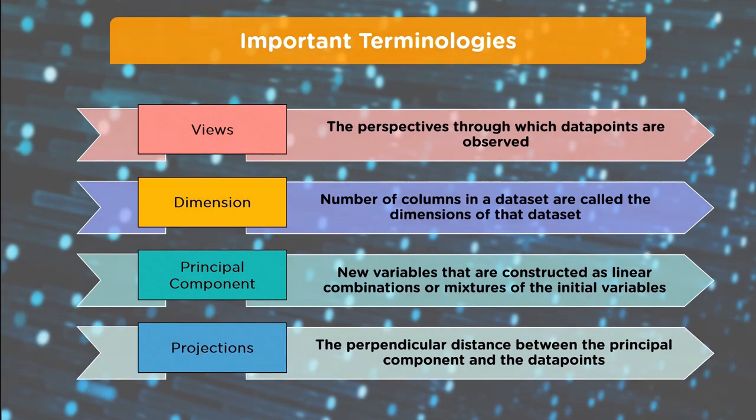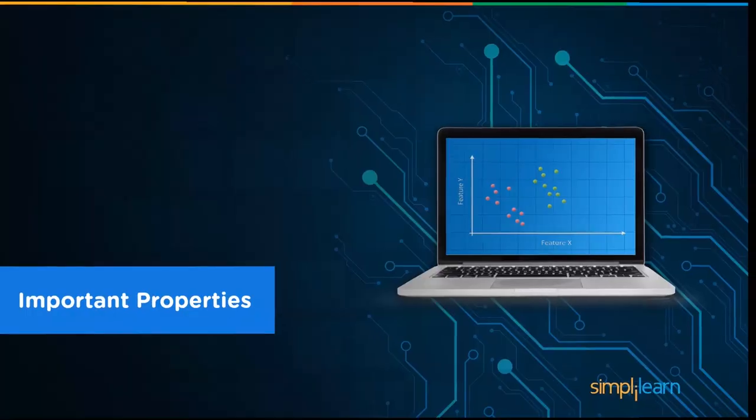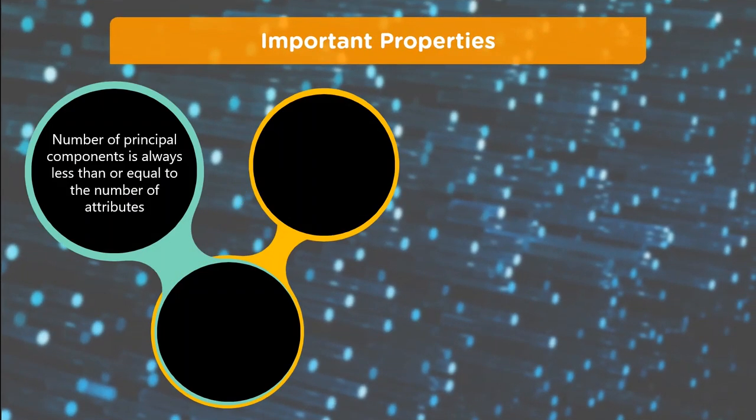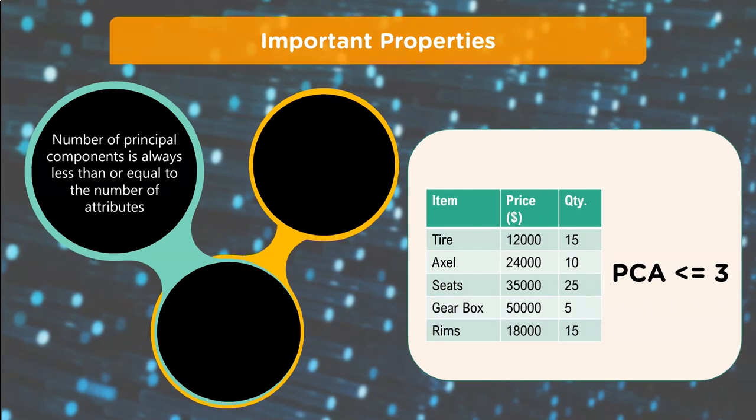Projections: the perpendicular distance between the principal component and the data points. And that goes to that line we had earlier. It's that right angle line of how all those points fall onto the line. Important properties: the number of principal components is always less than or equal to the number of attributes. That just makes common sense. You're not going to do 10 principal components with only 3 features. You're trying to reduce them, so that would be goofy, but it is important to remember. People will throw weird code out there and just randomly do stuff instead of really thinking it through.